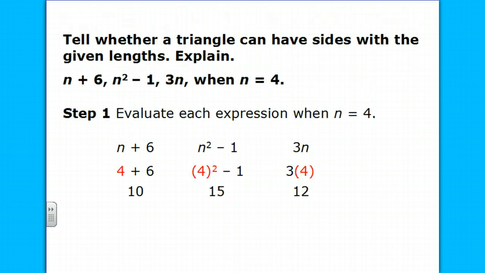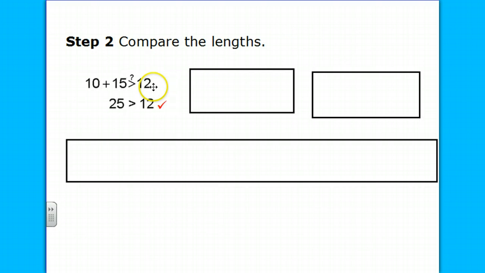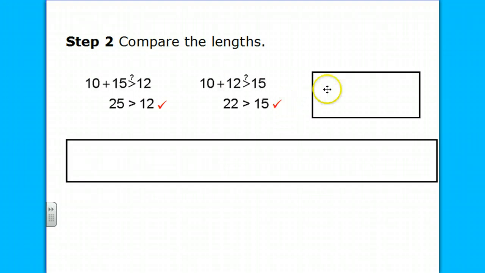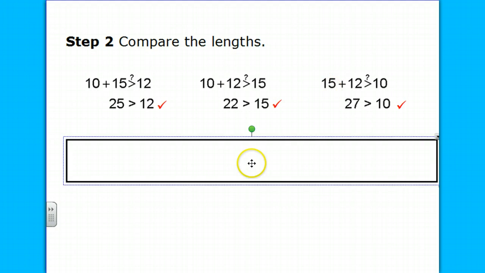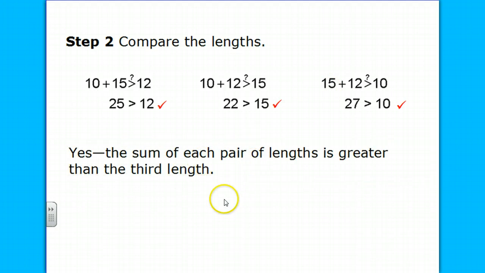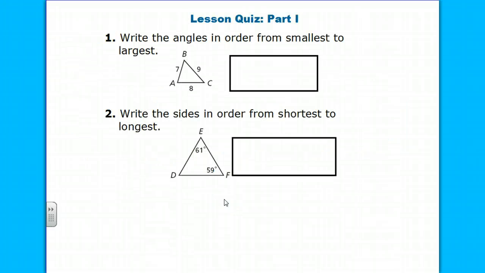Will a triangle be possible with side lengths of 10, 15, and 12? Look, we just add: 25 is greater than 12, 27 is greater than 10, and finally 22 is greater than 15, so yes. When we compare them, they're meeting our criteria. The sum of each pair of lengths is greater than the third length. Go ahead and pause, come back and check your work when you're ready.